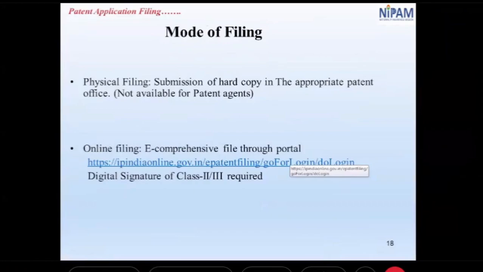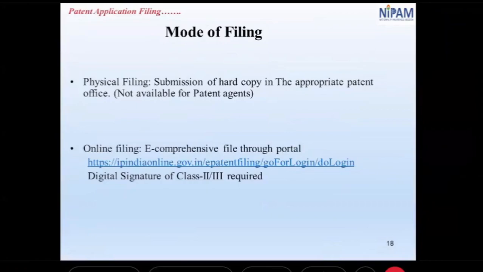So what are the forms? 1, 2, 3, 5 and 18. And what are the modes of filing? How can you file a patent application? There are two types of filing. The first one is physical filing. That means you download all the forms from the website, you fill all the forms manually, then you take the printout, and you come up with a physical filing at any nearby patent office. For ICAR Delhi, I think the nearby patent office is the Indian patent office in Delhi. You have to go there physically and submit all the documents. This is how you can do a physical filing. A patent agent is not required.